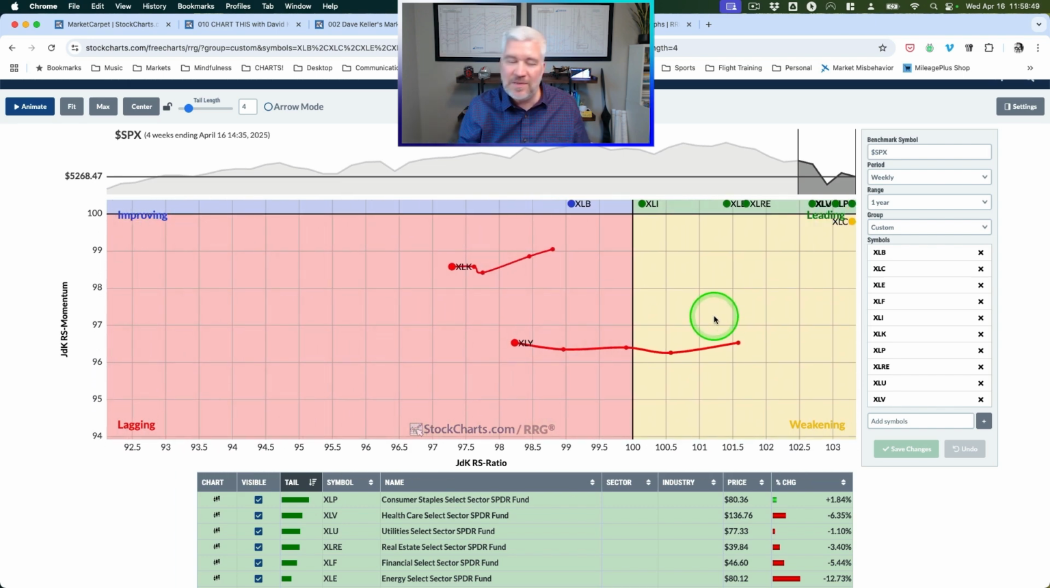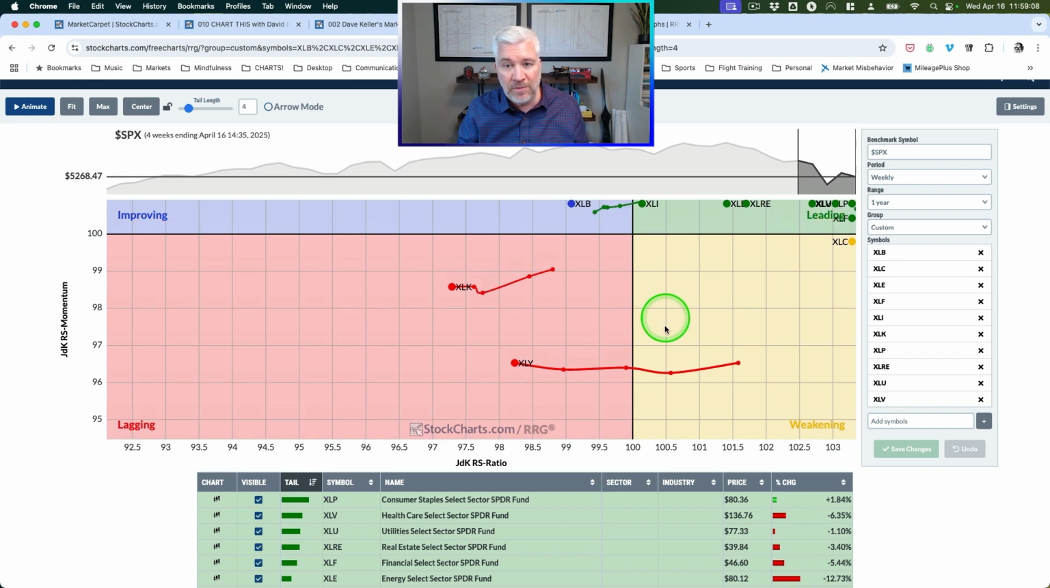When things get down into the lagging quadrant, these are sectors I probably don't want exposure to because they're underperforming the market, right? And so, I was taught if you want to outperform the S&P 500, you need to own things that are outperforming the S&P 500. That's why relative strength is such an important part of my process. So when things are in the lagging quadrant, I want to sort of lighten up or avoid them.